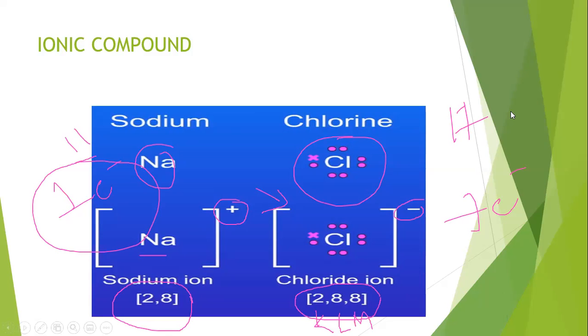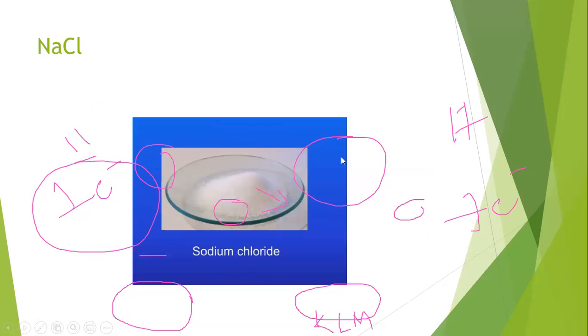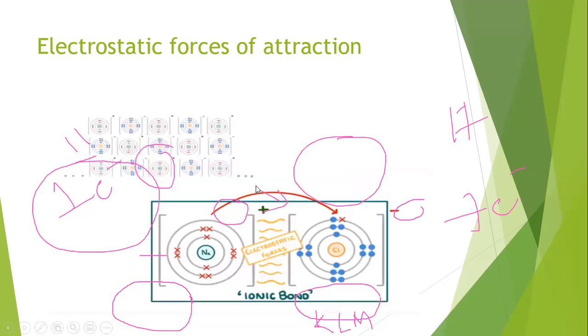Next, here you can see sodium chloride, the common salt that you use in your house. This is the complete ionic structure of the ionic compound sodium chloride. Due to the electrostatic forces of attraction between these ions, the many particles of these ionic compounds are attached with each other.